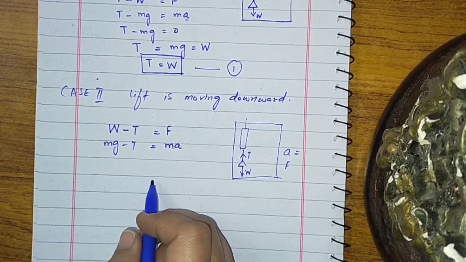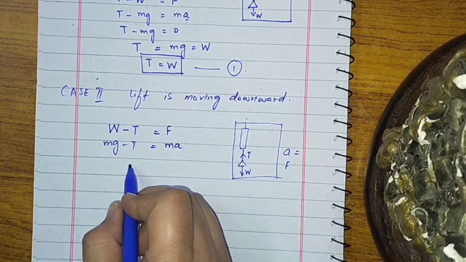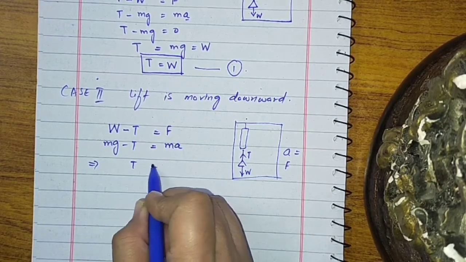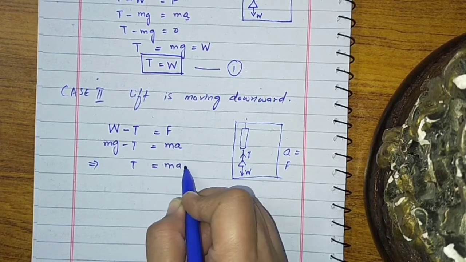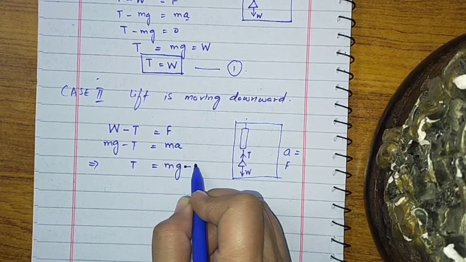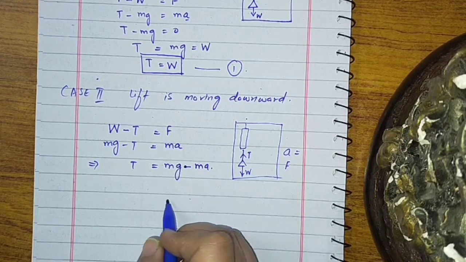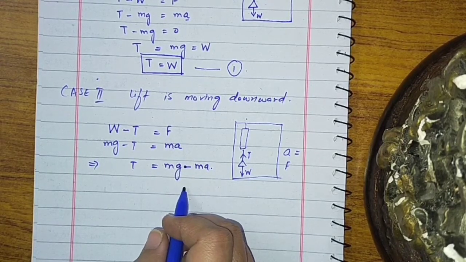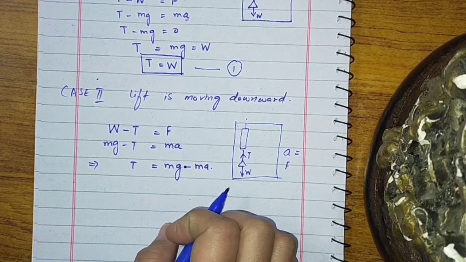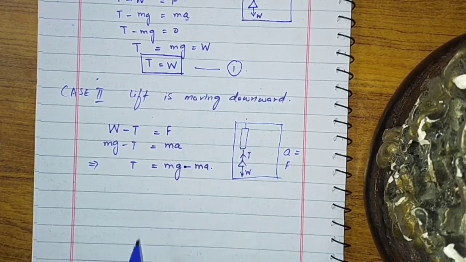So from here, if you want to find the equation for tension, it will become: tension is equal to mg minus ma. This will be the equation for the tension in the string for the case that the body is moving downward.